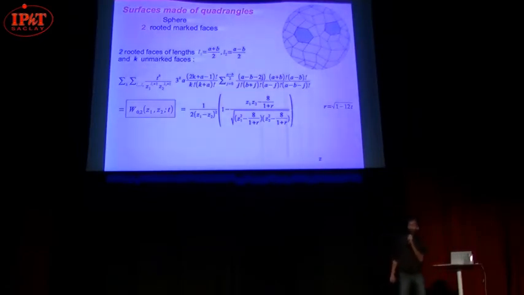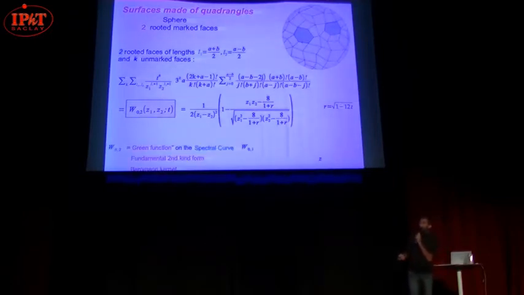It's a very, very special function regarding our spectral curve. It's a deep geometric object on the spectral curve. It's related to a Green function, in fact to the second derivative of a Green function on the spectral curve. It's also called the fundamental second kind form on the spectral curve. Sometimes it's called the Bergman kernel. It's a very special geometric property of the spectral curve.